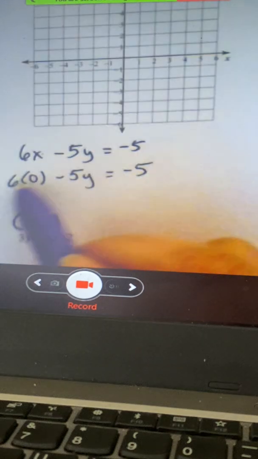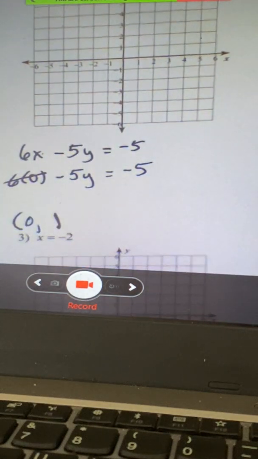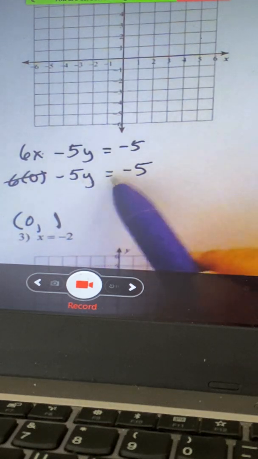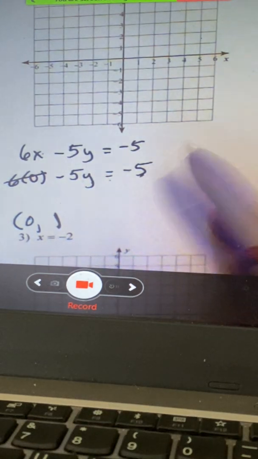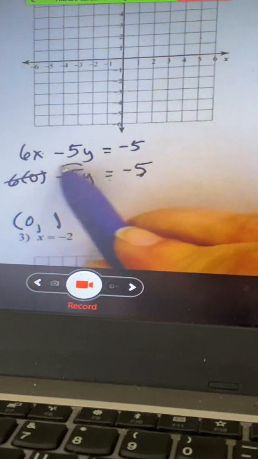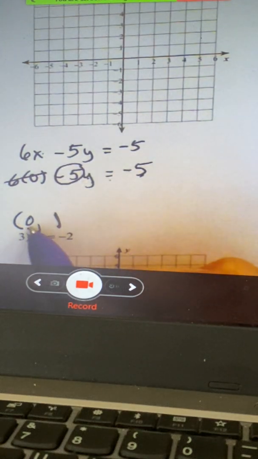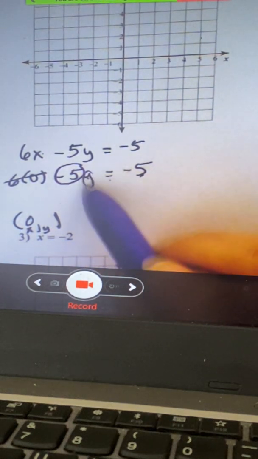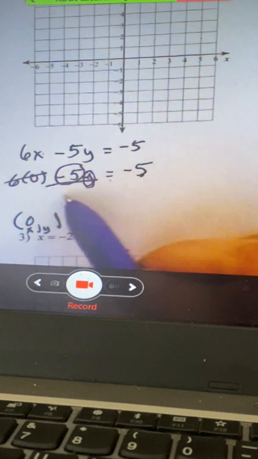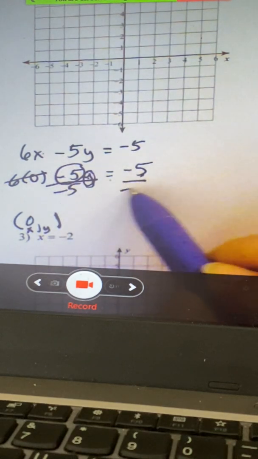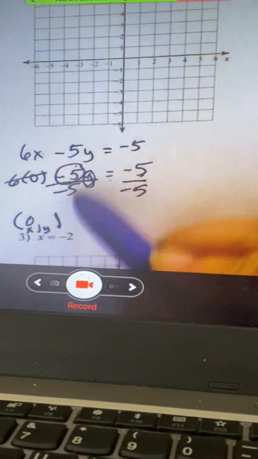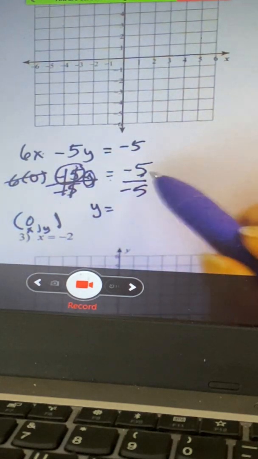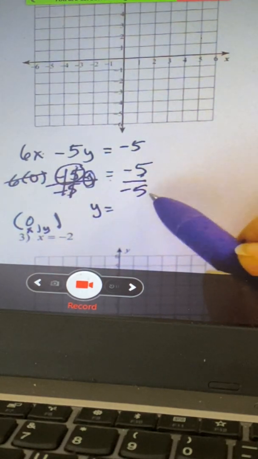6 times 0 goes away because any time times 0 is 0. So I'm left with -5y equals -5. I'm going to solve for the y because that's what I need. I have an x, which is 0. I'm going to get a y. How do I solve for y? I'm going to divide by the -5 that's right there. Divide by -5. It's gone. And I have y is equal, what is -5 divided by -5?